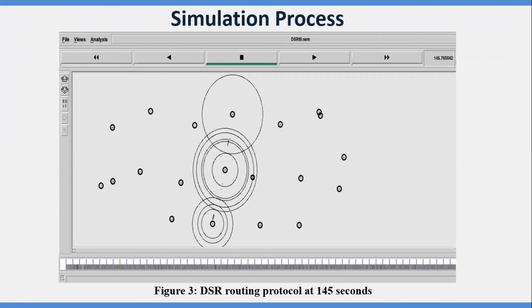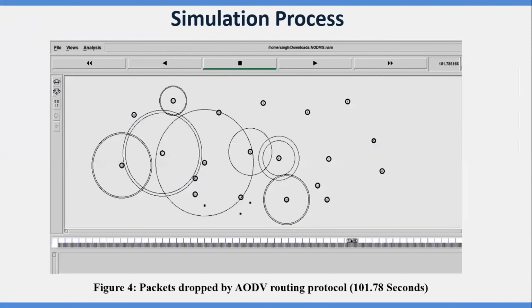This is the simulation process of the DSR protocol, and a screenshot was taken during the simulation. And this is the AODV protocol simulation. The simulation lasts for 150 seconds, and the connection was initiated between node 0 and node 19 at the starting time. Here we can see a connection between node 1 and 16, using nodes 10, 11, 10, 9, and 8. They start communicating with each other. And here we can see the packet dropping during the network communication and packet transmission.